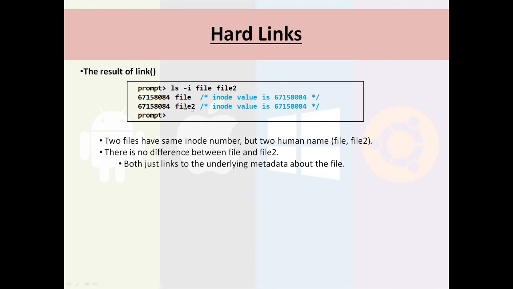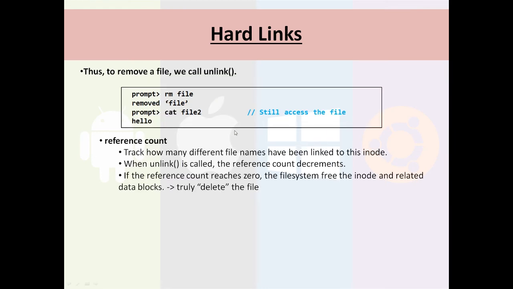So this is better demonstrated here. If we want to actually display the inode numbers, you can use this command ls -i and then the file names that you want. And you can see the inode numbers are exactly the same. So they're referring to exactly the same file. So that brings up the question, well, what happens when you delete something, right? What happens if I delete file? Is file 2 still okay?